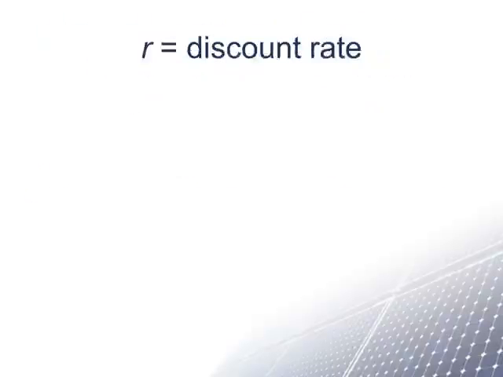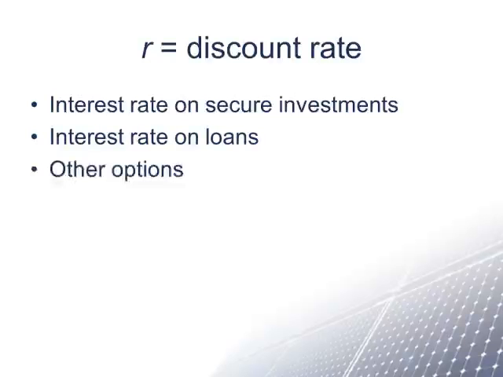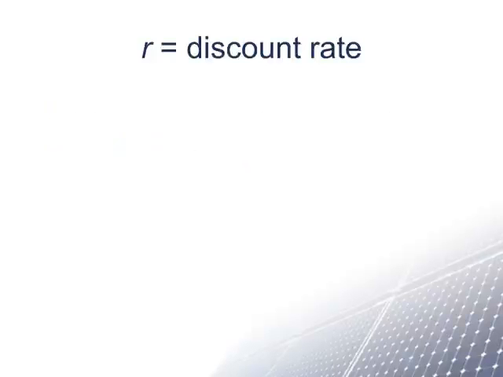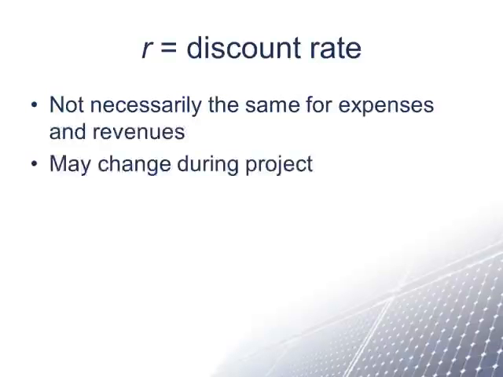The general term that we use for the rate at which future money is less valuable is called the discount rate. In our previous examples, we used R equal to 3% as the interest rate for secure investments where we can save for coming expenses, and we used R equal to 4% as the interest rate on loans against our future revenue. There are also other options for choosing R, and this is a lengthy topic in courses on finance. For us, it is important to remember that R may not be the same for expenses and revenue. It also may change over the course of a project.